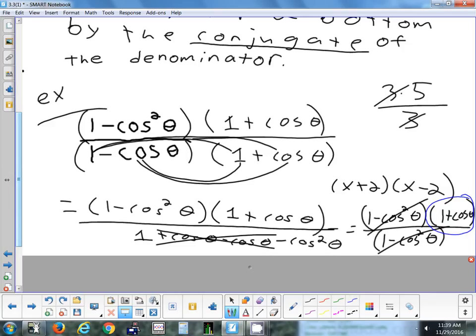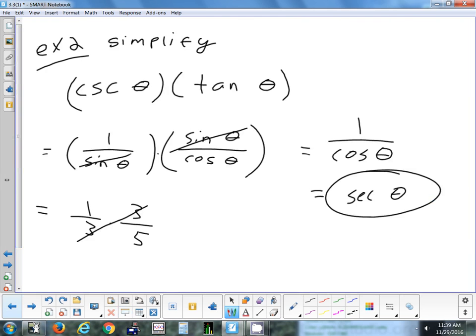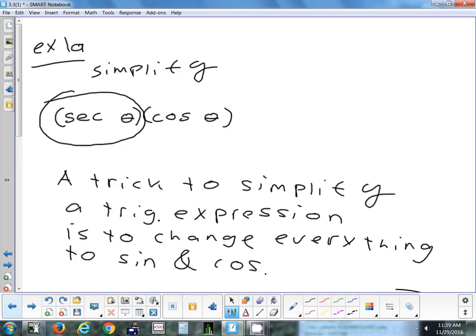Okay, with trig identities, the hard thing isn't necessarily doing the problem, it's knowing which method to use to do the problem. Should you change everything to sine and cosine? Should you try the conjugate? When you see enough problems, you start to kind of know. Unless you have fractions, you don't have conjugates. So example 2 would not be something you could even do a conjugate with. Neither is example 1. Okay.